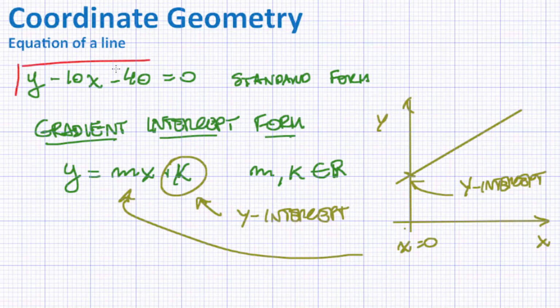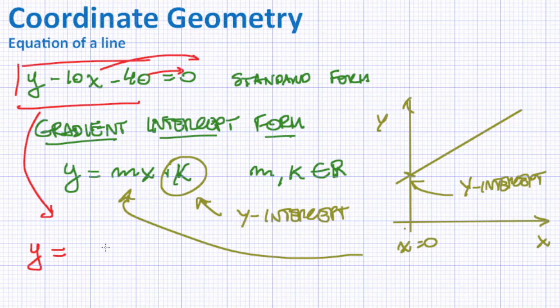In this example here, our gradient intercept form would be, we just get those terms back to the right, y equals 10x plus 40. So if our question was, in the previous example, what was the initial temperature of the oven? This would be the initial temperature. This would be our y-intercept here.